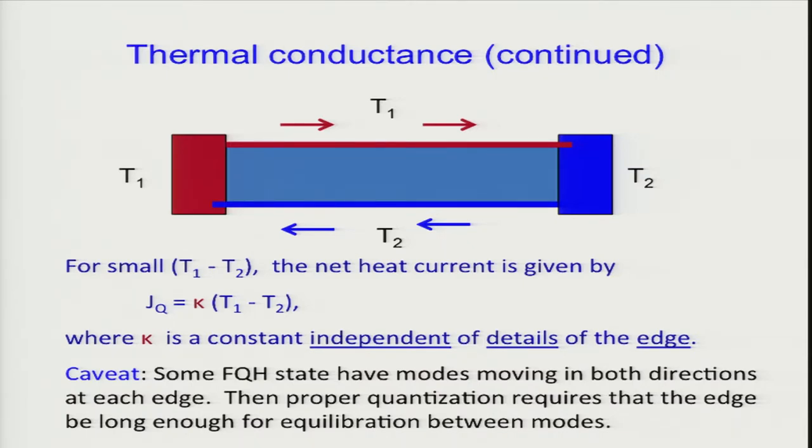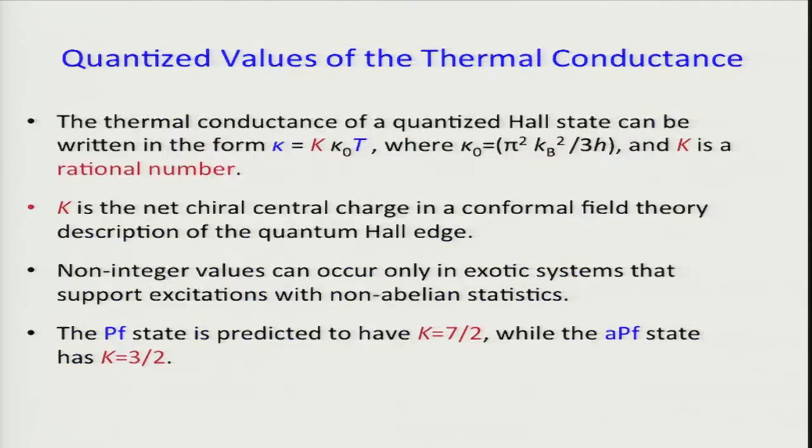Now, there's a caveat here: many of the fractional quantized Hall systems may have, on the microscopic level, edge states that flow in opposite directions, counter-propagating states. In order to reach this regime, the system has to be long enough that you have equilibration along the edge. There's typically a certain length scale over which all the energy will be exchanged between the different modes. So in the end, even if you have a left mode and a right mode, on average the right mode can carry more heat, and you reach a local equilibrium state where the current flows in only one direction, and then what I said holds.